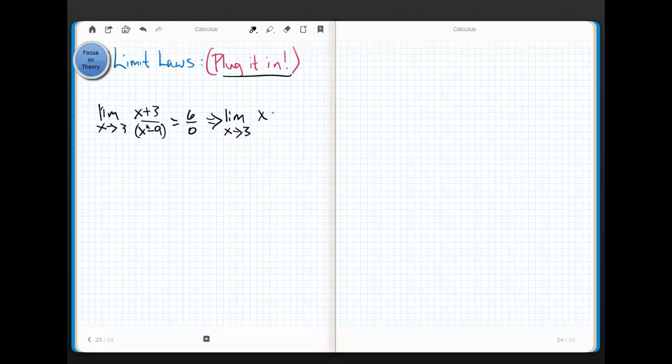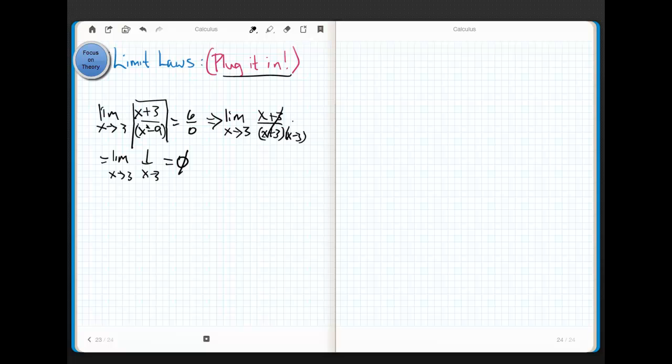If you're just sitting around trying to figure out what is going on, if I got x plus 3 over x plus 3 times x minus 3, notice, gone, and I end up with the limit as x approaches 3 of 1 over x minus 3. Ah, crap! When I plug 3 in, I still get undefined. It doesn't exist. So this limit doesn't exist for this function.